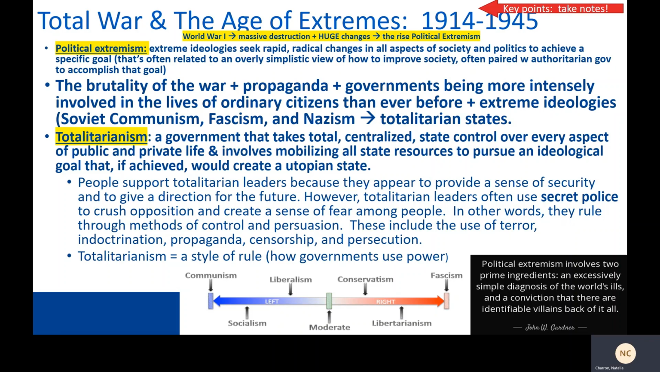Totalitarianism, just to clarify, is not an ideology, it's a style of rule. It describes how a government uses power, usually for an ideological end. So pause here, get some notes on totalitarianism, and then press play again so that I can maybe clarify some of these ideas.